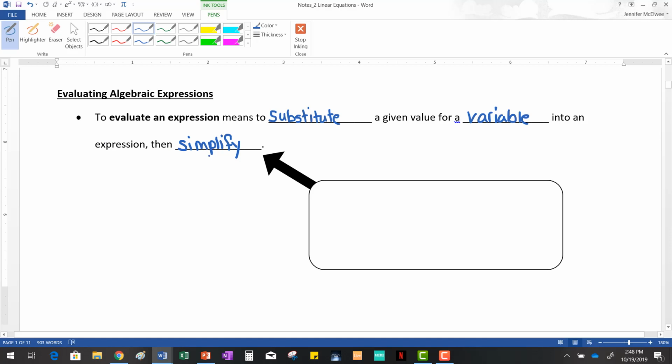Something that is very important that you need to remember to do when evaluating is to make sure that you follow the order of operations. You might have learned that the order of operations can be remembered by PEMDAS. This is a good memory cue that can help you remember the order of operations.